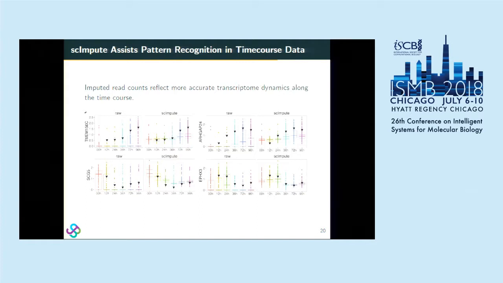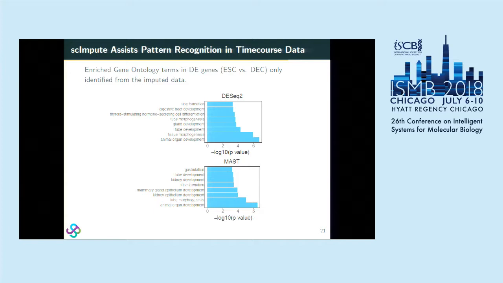However, if we look at the raw data, this pattern is covered because of the dropout events. But after we apply scImpute, we're able to reveal this pattern along the time course. And the other 3 genes also present the same message. We also compared the differentially expressed genes between embryonic stem cells and the differentiated endoderm cells, and we found some enriched gene ontology terms that can only be found from DE genes called from the imputed data, but not in the raw data. And we find that these enriched GO terms are highly relevant to the functions of endoderm cells.